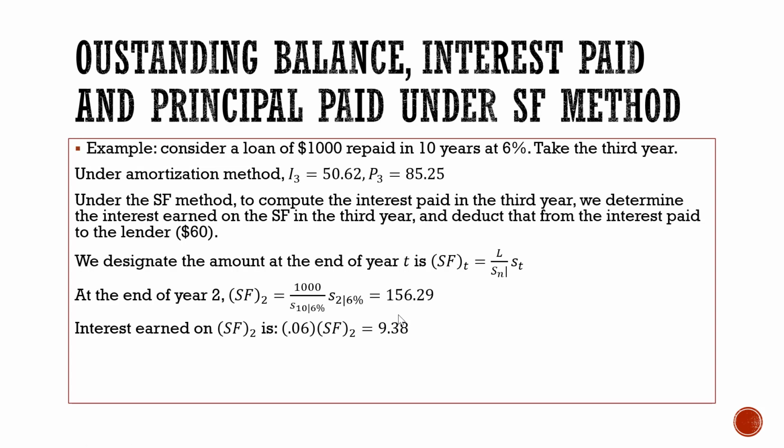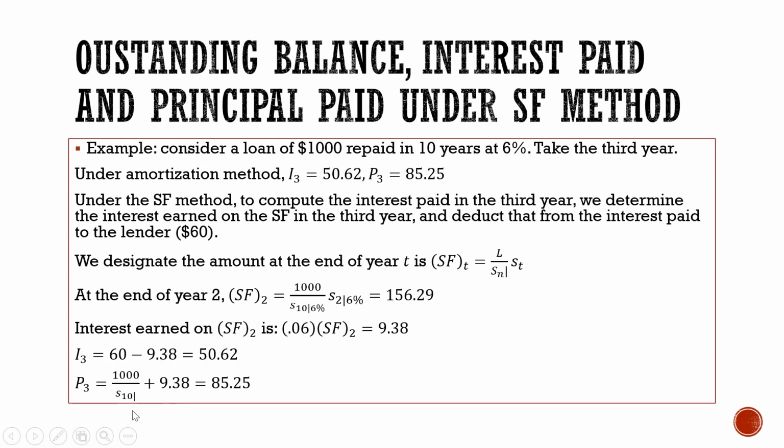Interest earned on the SF_2 in the third year is 0.06 times SF_2, and we got 9.38 as the interest earned. We pay $60 to the lender, but we earn 9.38 interest on the sinking fund deposits. So the interest we actually paid in the third year is 50.62, which agrees with the interest paid in the third year in the amortization method.